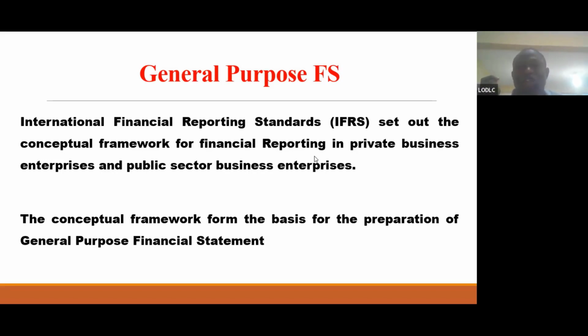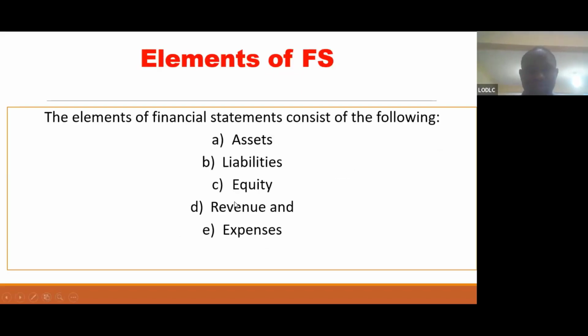In another sense, users may be able to look at how exactly the organization is faring, in the sense of whether the organization is making a profit or not. Do you understand? So automatically, an organization must try as much as possible to provide content that will show the profit or loss of that particular organization. That shows that the users are interested in the profit or loss and other comprehensive income of an organization. So that's exactly what we mean by general purpose financial statements.